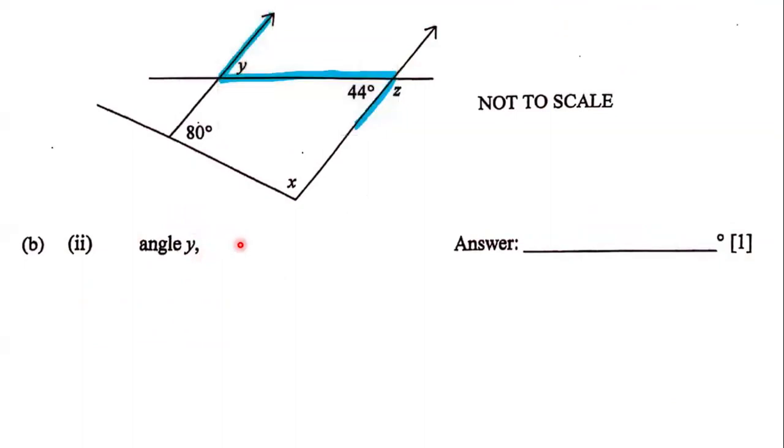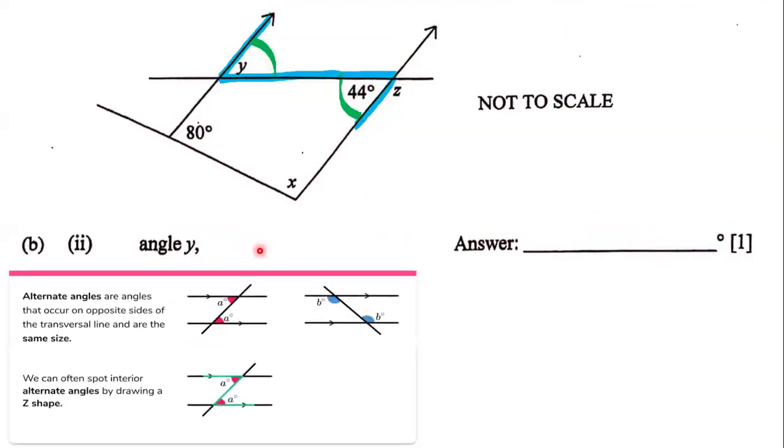Next, our goal is to determine the size of angle Y. Notice that here we have a Z shape. Now, what does a Z shape help us to identify? Well, a Z shape helps us to identify alternate angles. It says we can often spot alternate interior angles by drawing a Z shape. Now, what do we know about alternate angles or alternate interior angles?